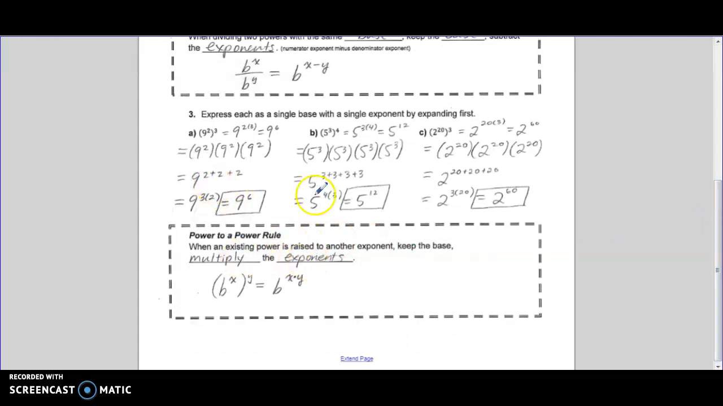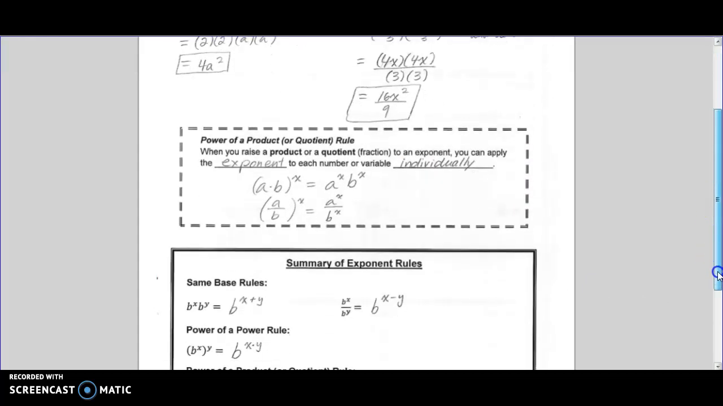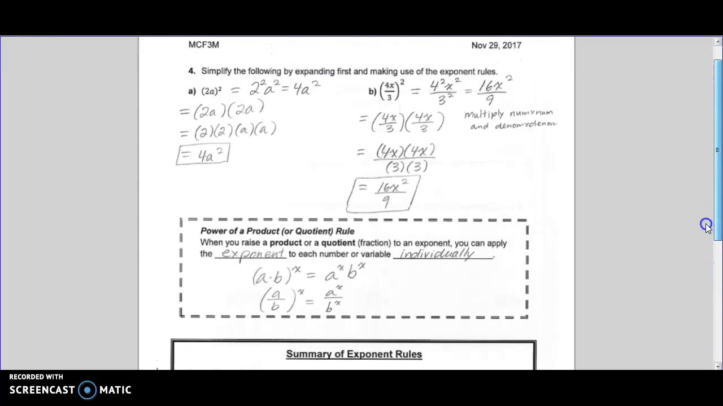Okay, so just like we did in A, B, and C above. Okay, so multiplication rule, add the exponents together when you have the same base, division rule, subtract the exponents when you have the same base, and power to a power, multiply the exponents together. Okay. Moving along to our last one here.